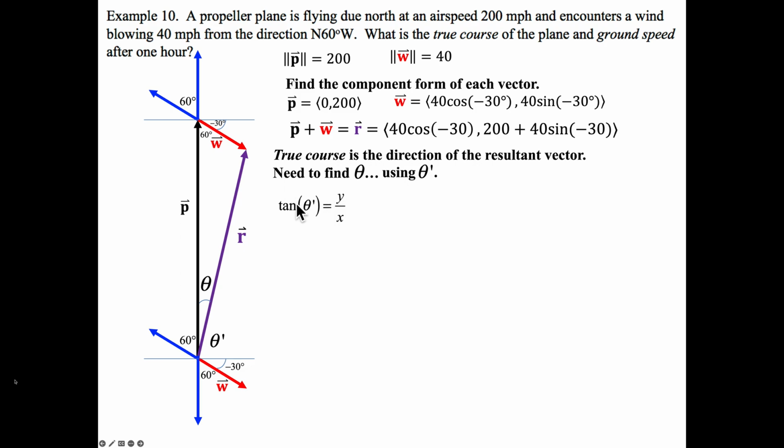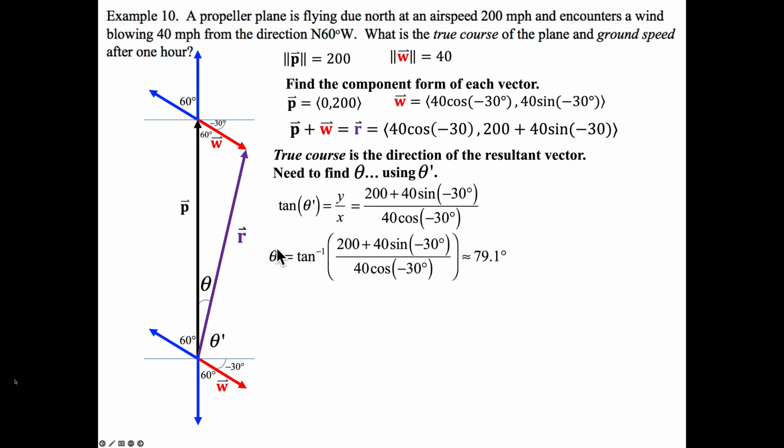So tangent of theta prime is y over x. So it's your y component over my x component. All right, so I left it as is because I want to type everything in so I get my exact values. I don't want anything rounded. Okay, so we're going to type this into the calculator. We're going to take the inverse tangent of that, and you're going to get 79.1 degrees for theta prime.